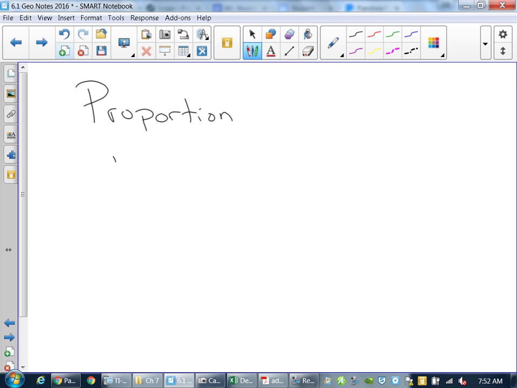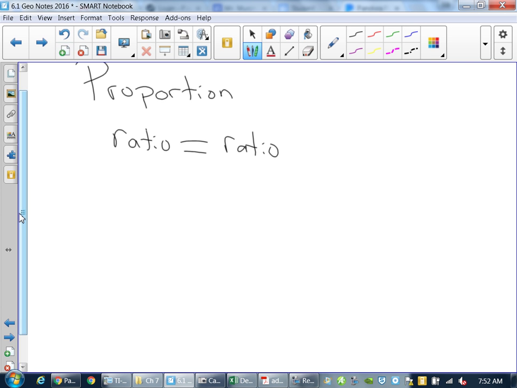Proportion is when you have a ratio equal another ratio. In other words, fraction equal fraction. And you've done this as well. 8/12 equals, if I simplify a fraction, that's all a proportion is. 8/12, what are they both divisible by? 4. So that's the exact same thing as saying 2/3.